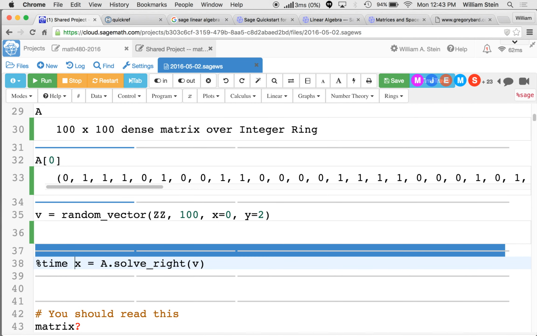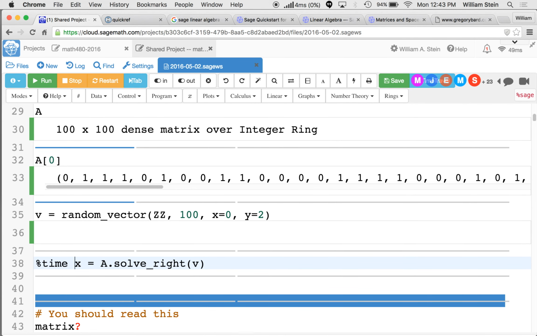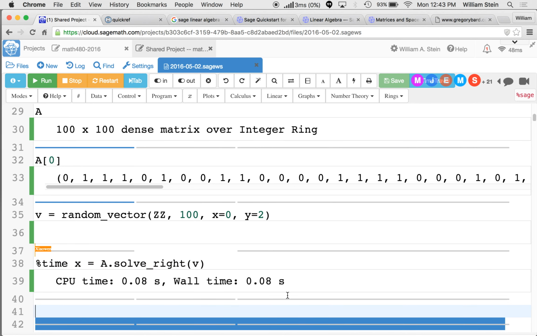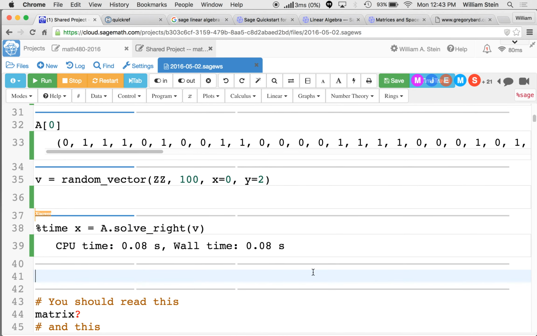Any guesses how long this should take? If you think it will take 1 second, raise your hand. If you think it'll take like 10 seconds, raise your hand. Okay. If you think it's going to be blazingly fast, raise your hand. Come on, more confidence in Sage. No? All right, well, let's see.